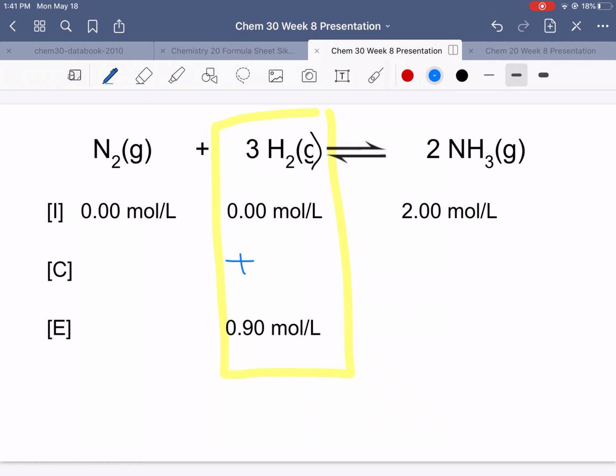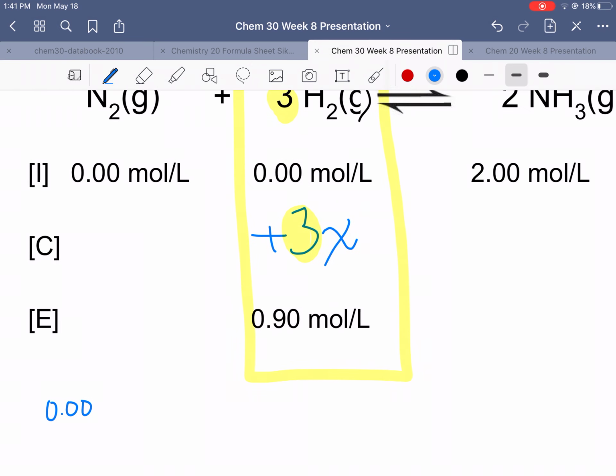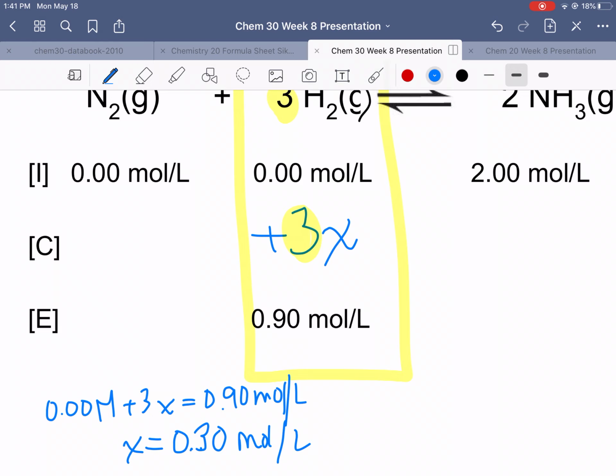So you are adding. How much are you adding? A 3x amount. Why the 3? Because of the 3 coefficient. All right? Simple math, simple algebra. 0.00 molarity plus 3x is going to equal 0.90 moles per liter, right? Minus the 0, divide by 3, divide by 3. Man, guys, let's be honest, this is easy algebra, okay? x ends up being equal to 0.30 moles per liter.